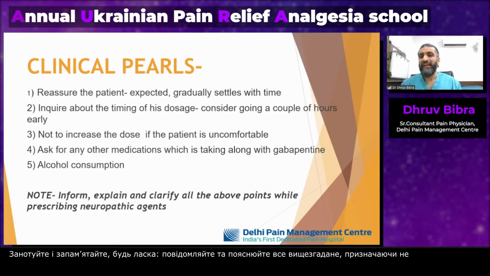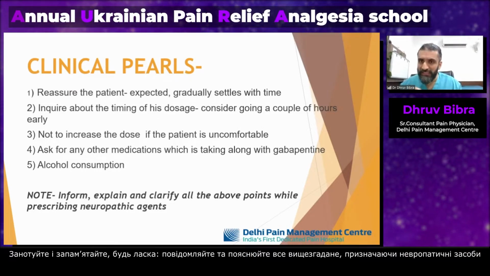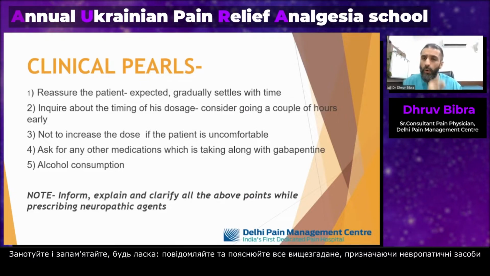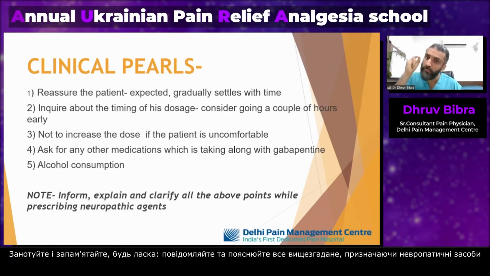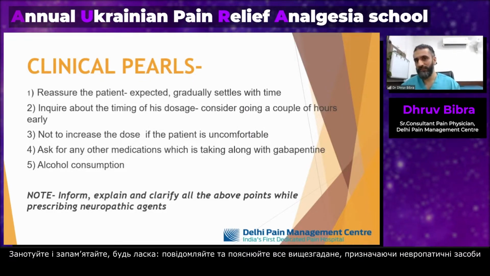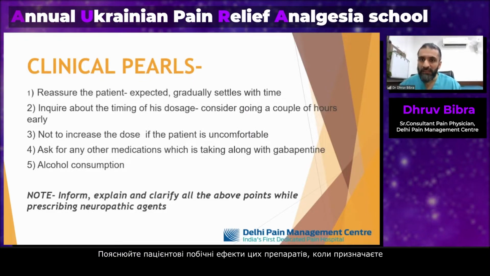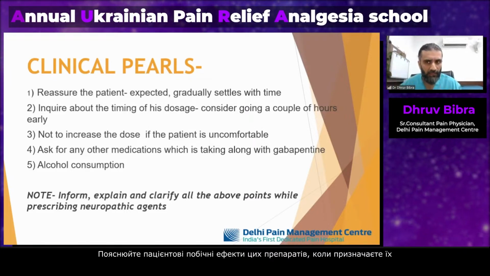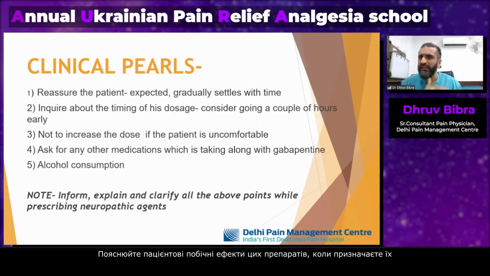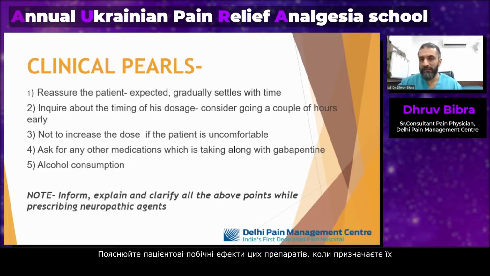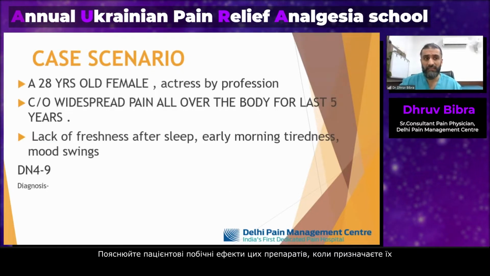Important footnote. Remember, please inform, explain, and clarify all the above points while you are prescribing these neuropathic agents. Do not wait for the SOS calls. Fine, we have pain nurses, and they are bombarded. Sometimes they get back to us that these things have happened. So be very clear when you are explaining the side effects while prescribing these neuropathic agents.